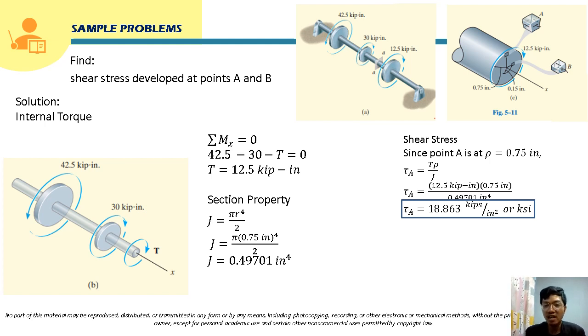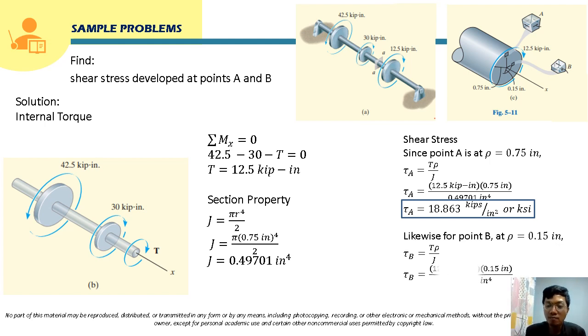Now, for the shear stress developed at point B, class, the radial distance of point B from the center is 0.15. So that will be our rho. Let's just substitute that in our formula. The value of T, again, is 12.5 kip-inch. The rho is 0.15 inch over the J, 0.49701 inch to the fourth.